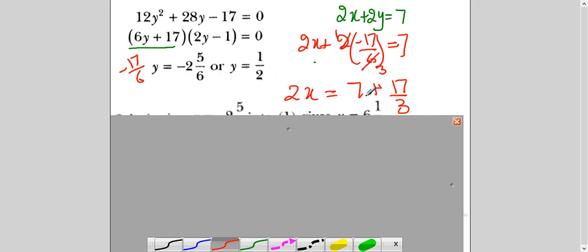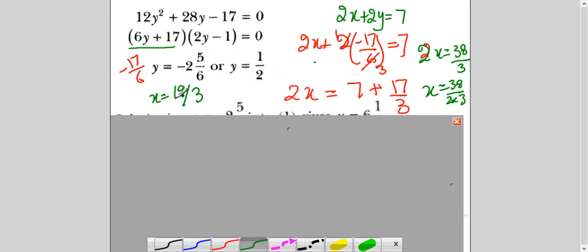Now 7 plus 17 upon 3, it's additional mathematics, so calculator is allowed. You can use it like I'm using it. So the answer is coming 38 divided by 3. This will become 2x equals to 38 upon 3. So bring 2 here, 38 divided by 2 upon 3. So it will become 19 upon 3. So your value of x for this will be 19 upon 3. So when y is this, x is this. This is how you calculate the value.